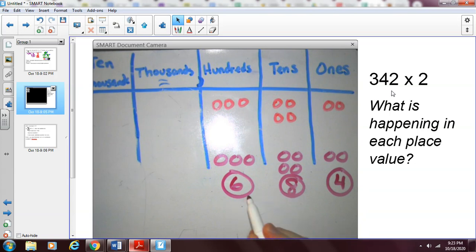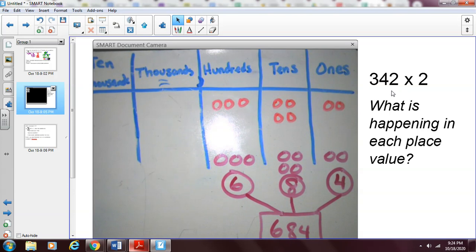If I put all of these together, I have 684, if I think about their values, right? The 6 had a value of 600. 6 is in the hundreds place. This 8 had a value of 8 tens, or 80. The 8 is in the tens place. And then the 4 is in my ones place.